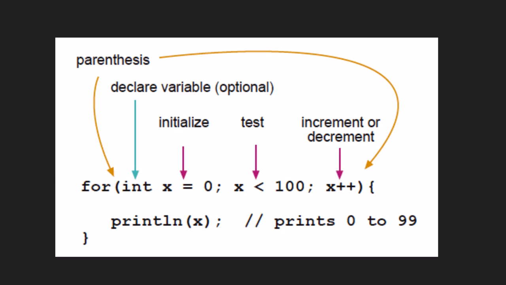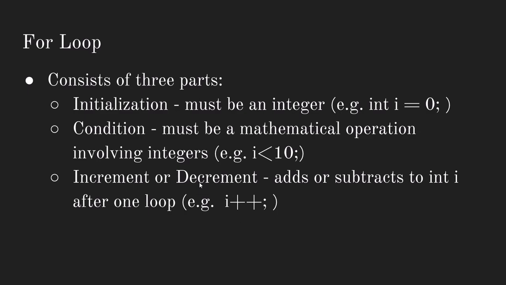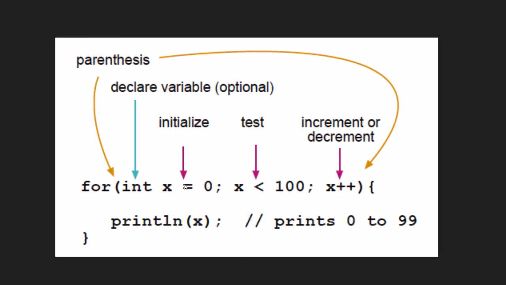So as you can see here, this is an example of a for loop, and there are three parts to a for loop. Basically the first part is initialization, where you initialize a variable, and in this case you initialize x to 0.